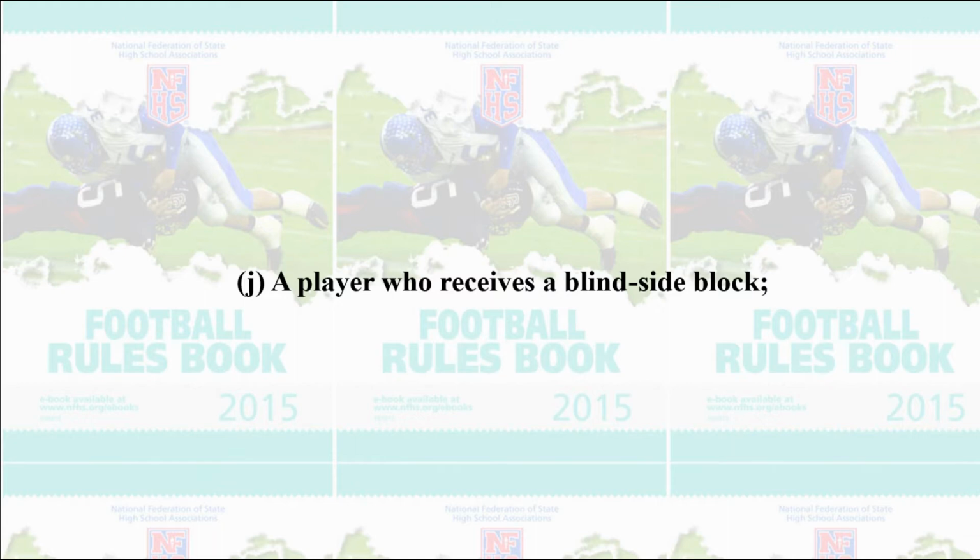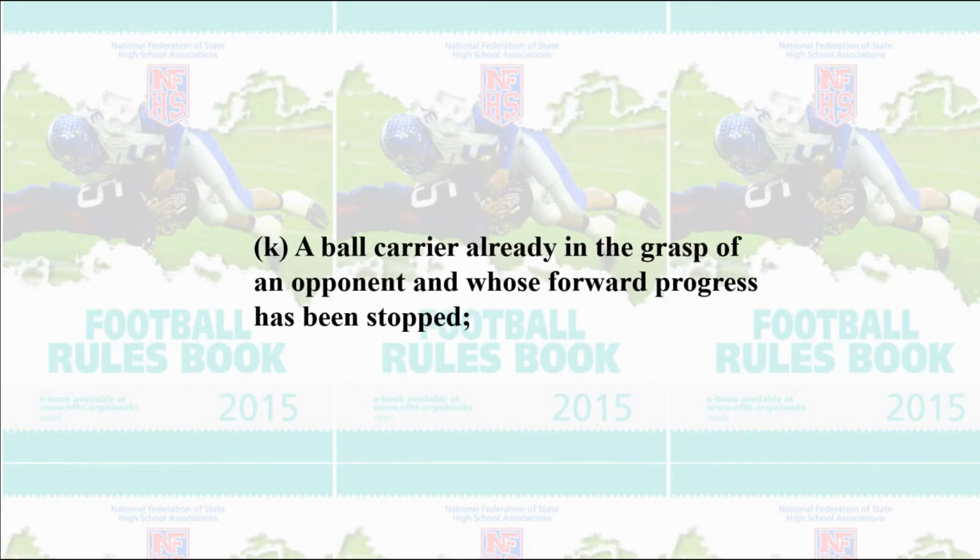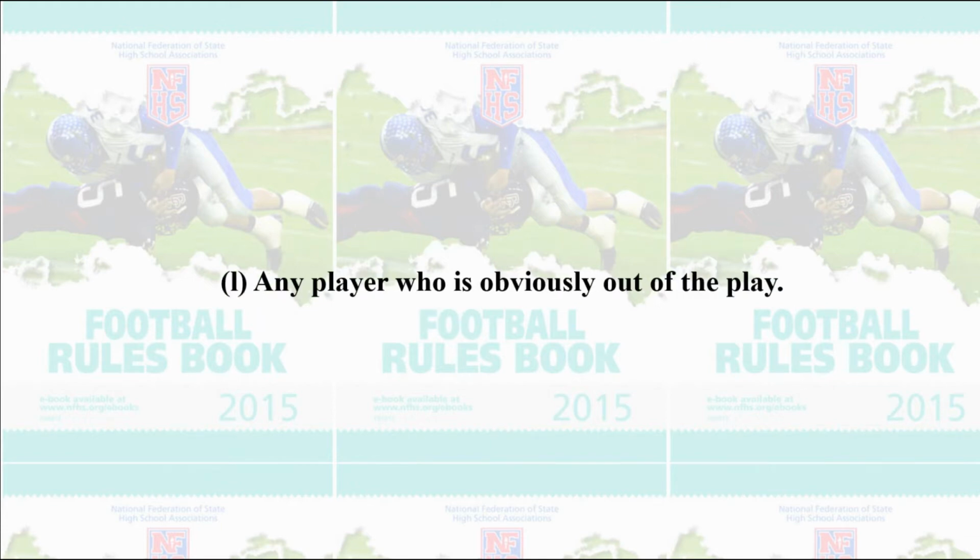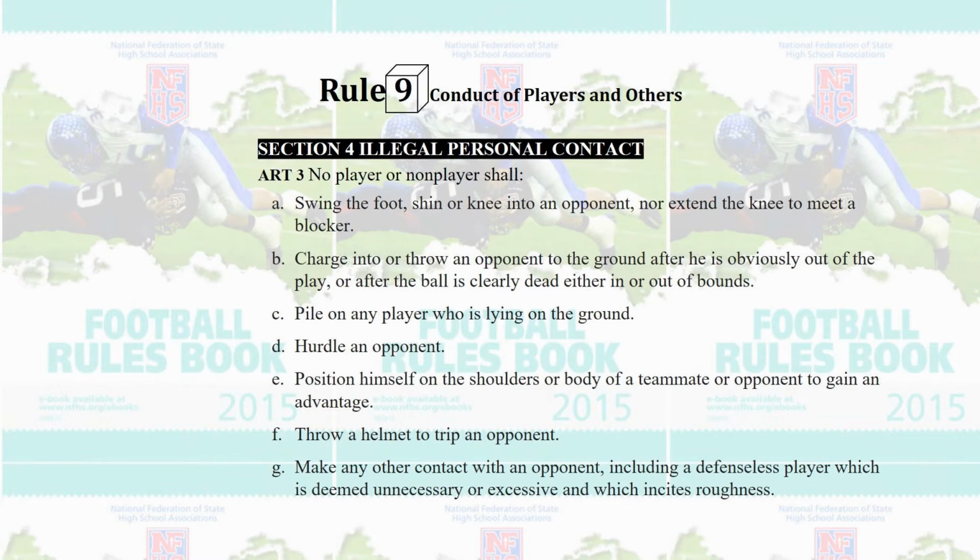A player who receives a blindside block. Examples of that foul are coming up. A ball carrier already in the grasp of an opponent whose forward progress has been stopped. And lastly, any player who is obviously out of the play. And again, we just saw an example of that. So now that we know what a defenseless player is, let's take a look at why that's important.